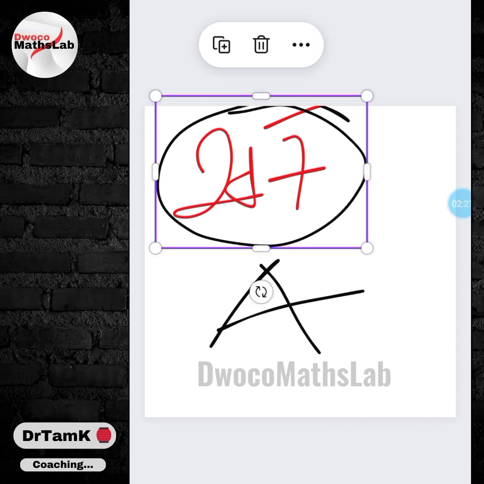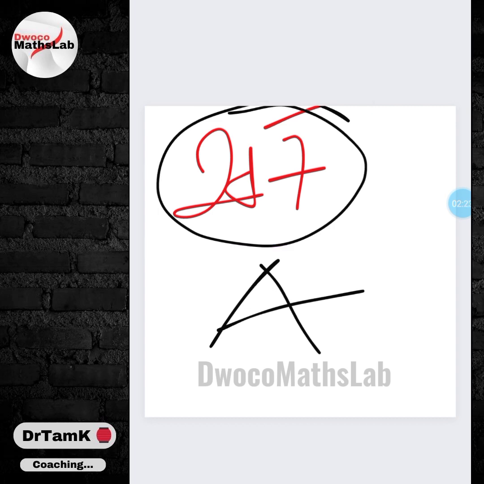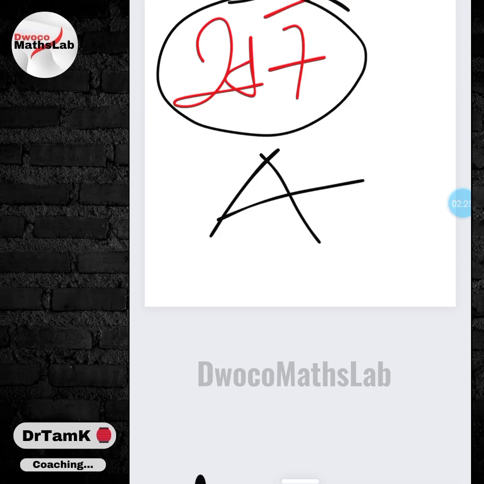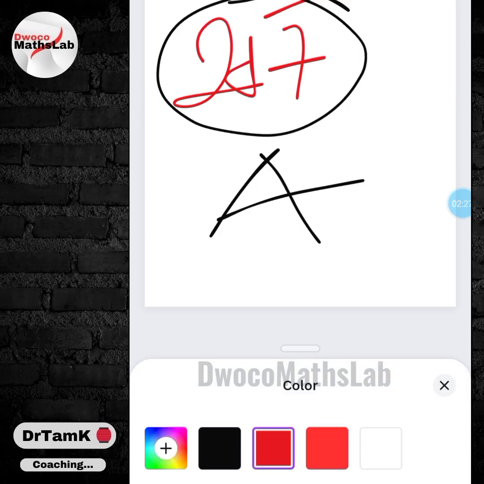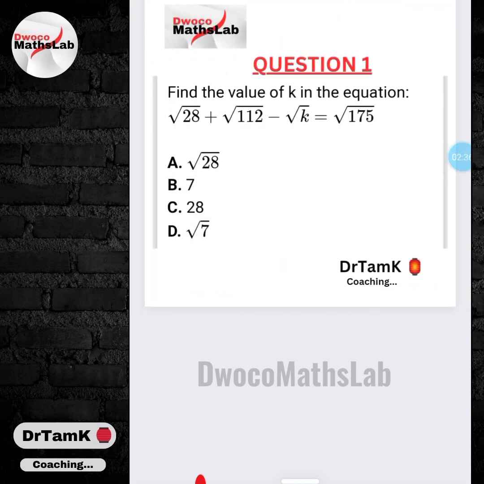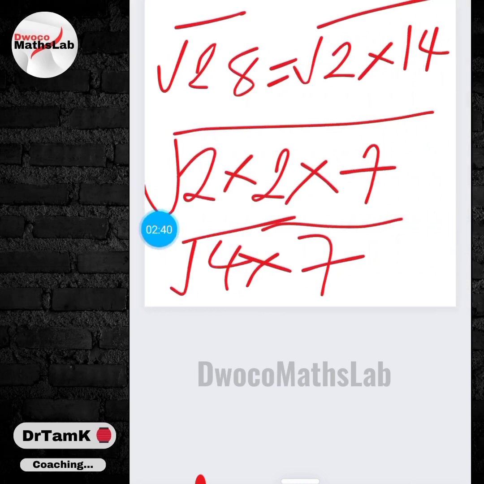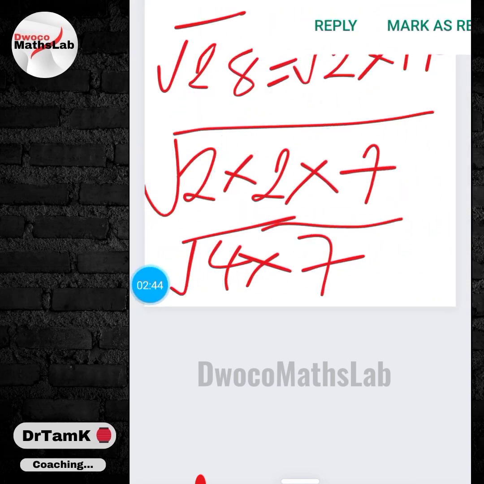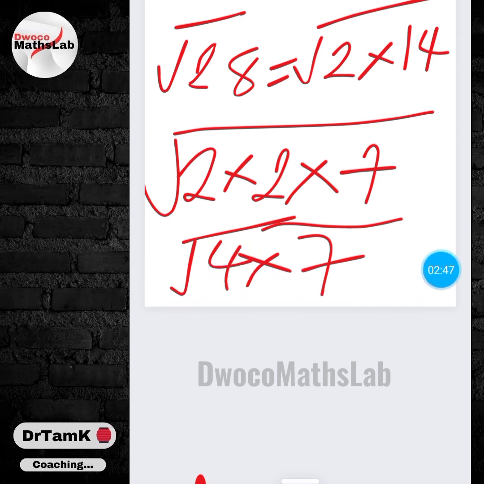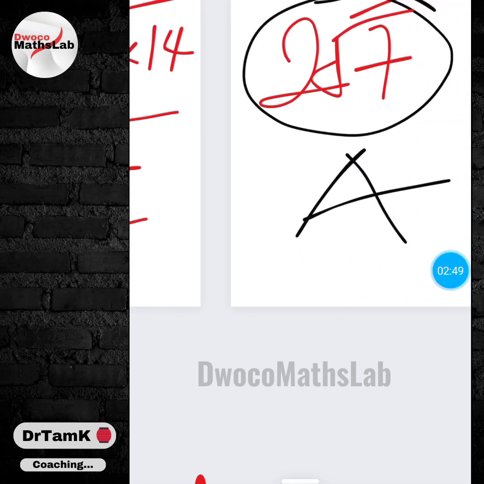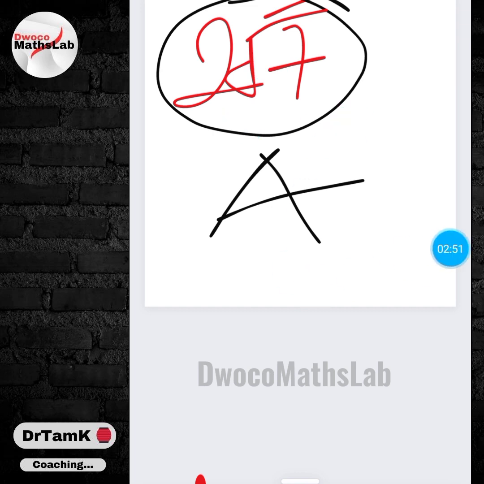Maybe I should write that clear. Let me change that to my red pen. So this is root 7. 2 root 7 is the first part of the question. Is that clear? This first part is root 28, which is a single surd. Breaking it down, we get root 2 times 14, root 2 times 2 times 7, and of course this gives us root 4 times 7. Is it clear? So on that note we get 2 root 7. That is the first part of the question.